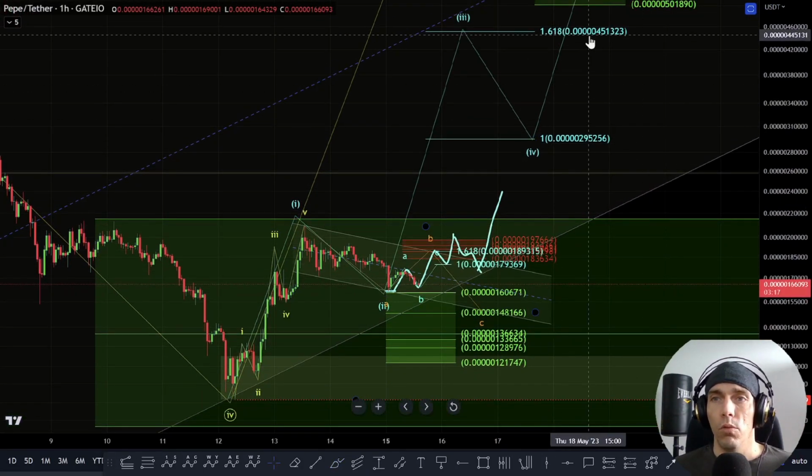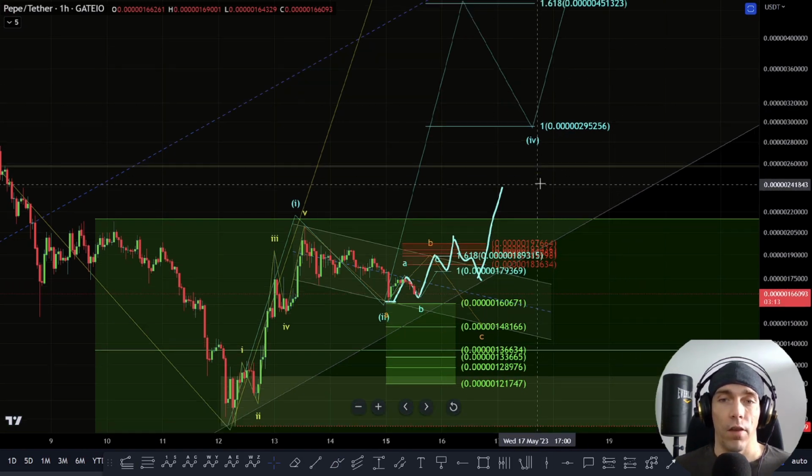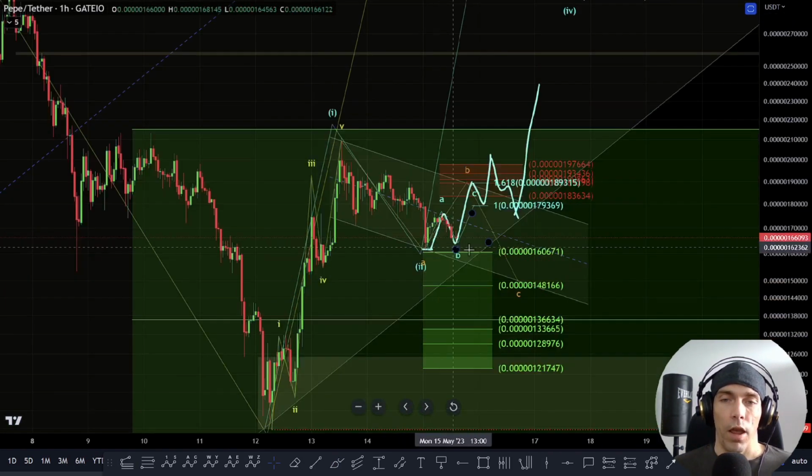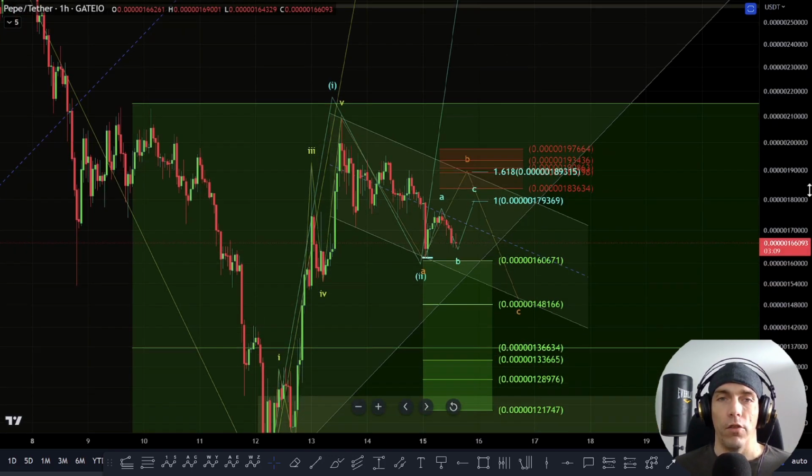But the third wave would have to move up towards this 451323 area as a 1.618 for better confirmation that we are actually within that move.